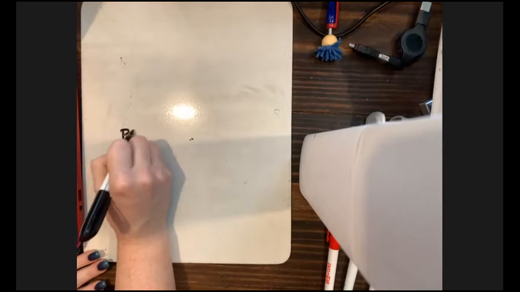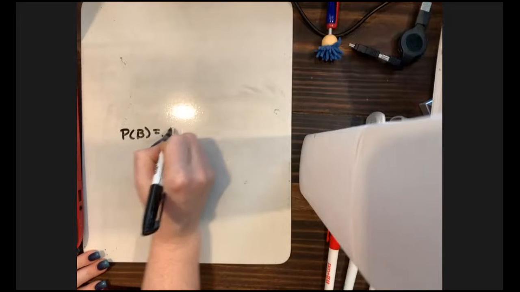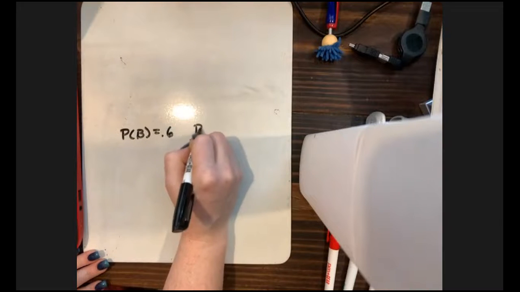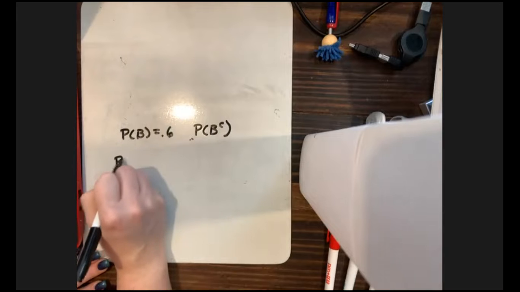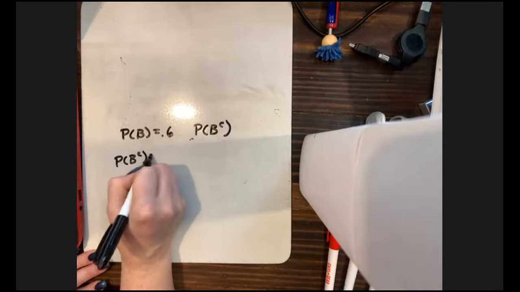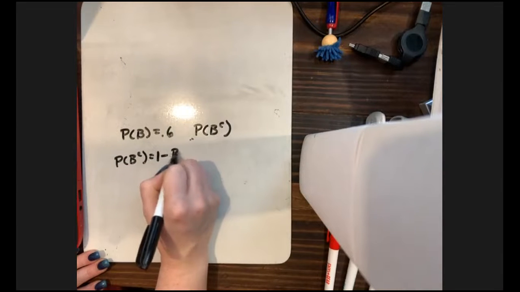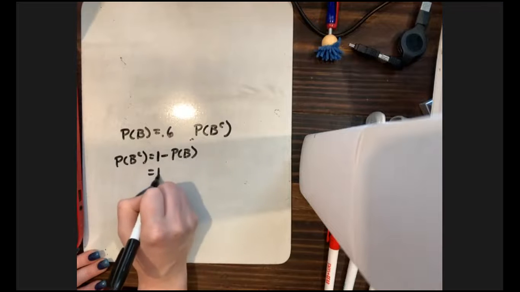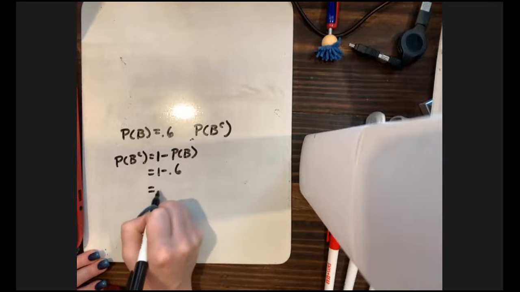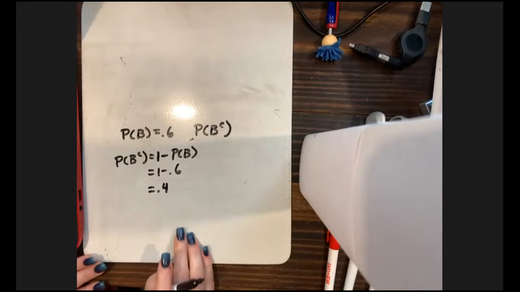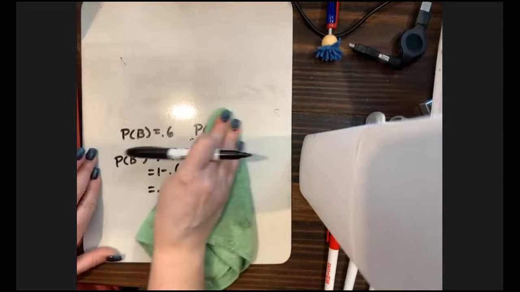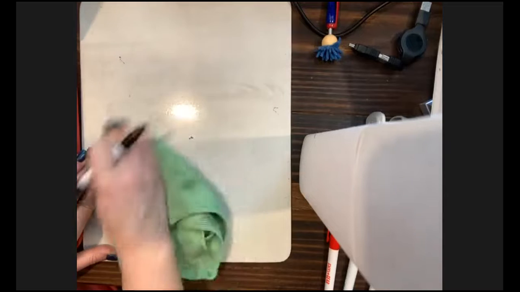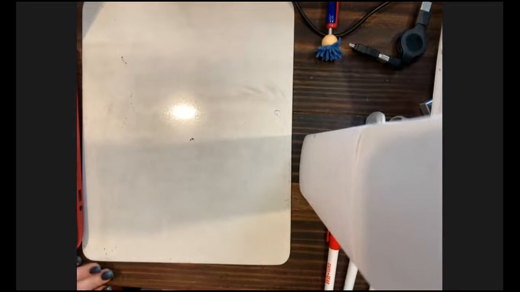If the probability of B is 0.6, find the probability of B complement. The probability of B complement is 1 minus the probability of B, which is 1 minus 0.6, which is 0.4, okay? And it's that simple.